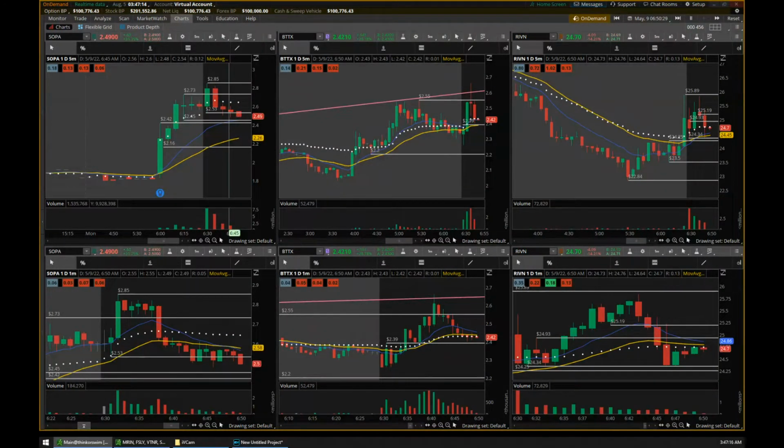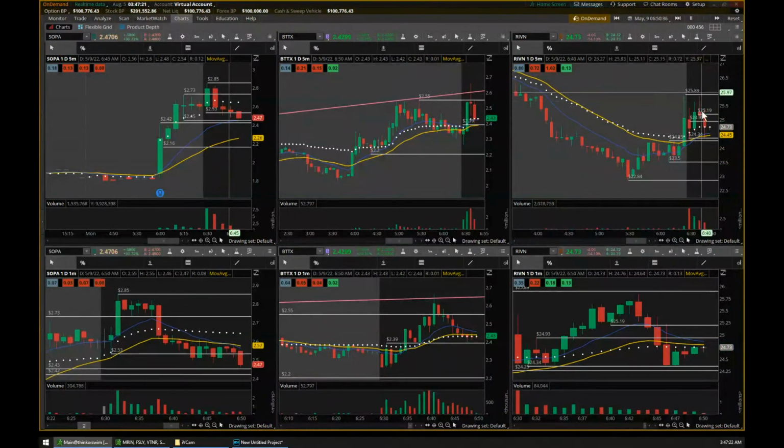RIVN looking like it's put in a higher low now. Tightening range. Kind of an equilibrium. Oh, I missed it. Okay, I got a starter. If it drops a little more, I'll take some more. No harm in trying, right?